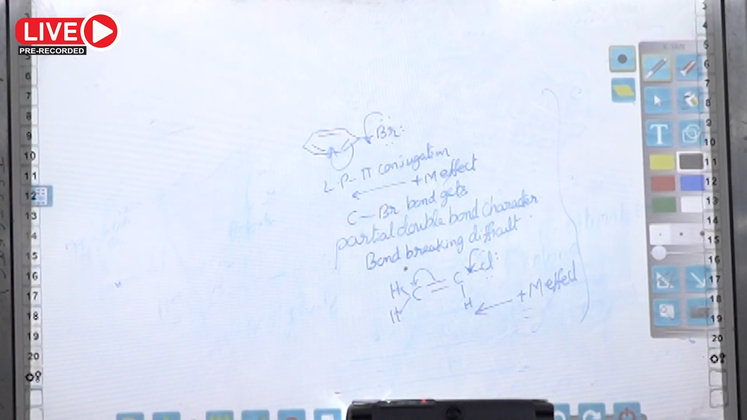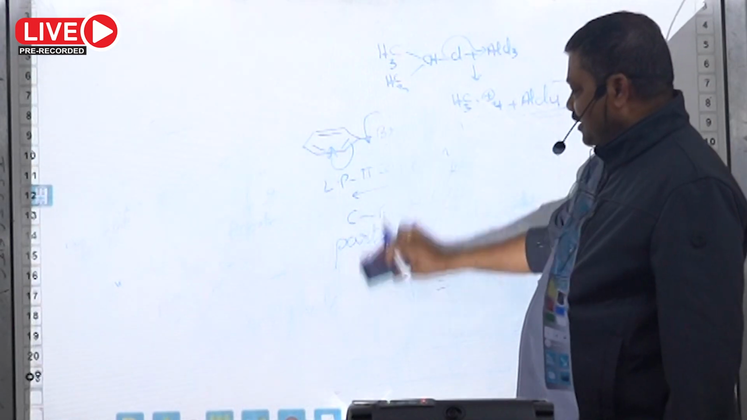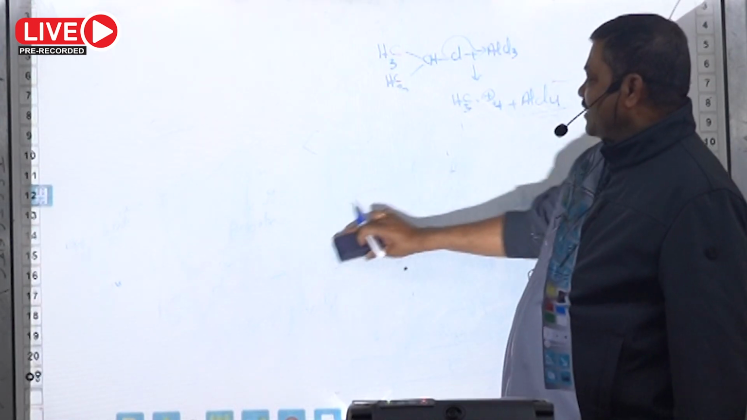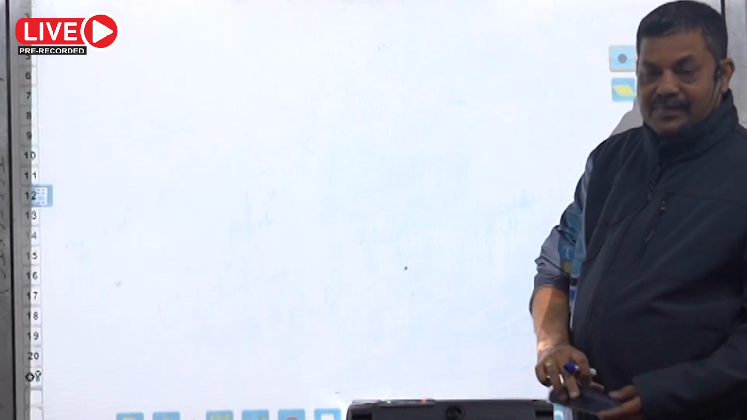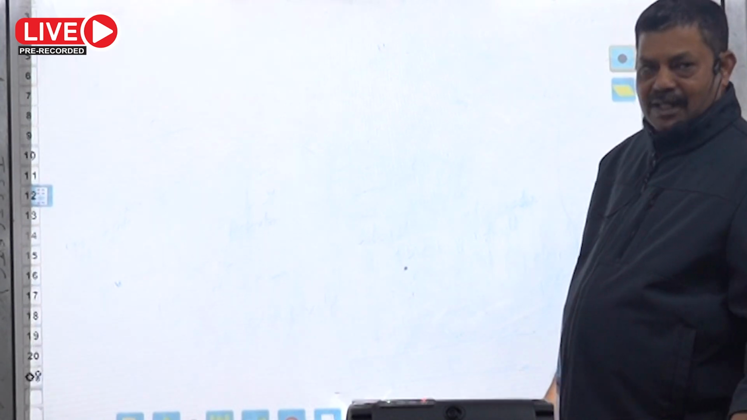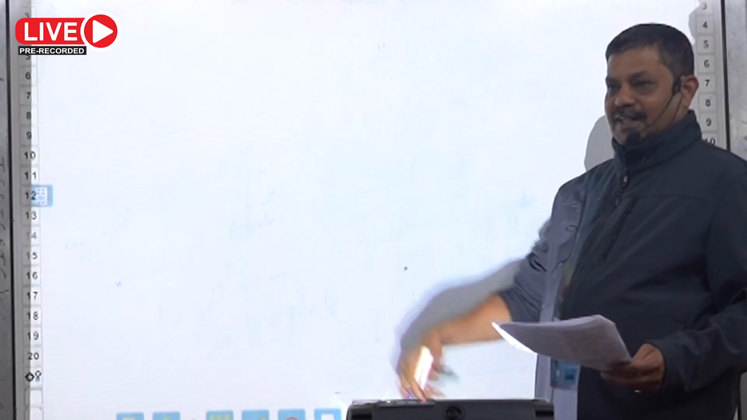Because of this plus M effect, in all these three options, the carbon-halogen bond gets partial double bond character, and the bond cleavage or bond breaking becomes difficult. That's why they are not useful for this reaction. So we discuss it now, but later we will put the weight on it. Okay?